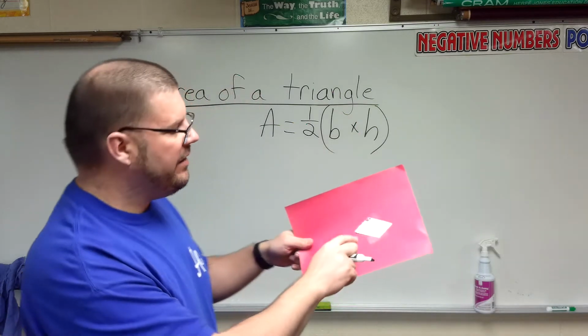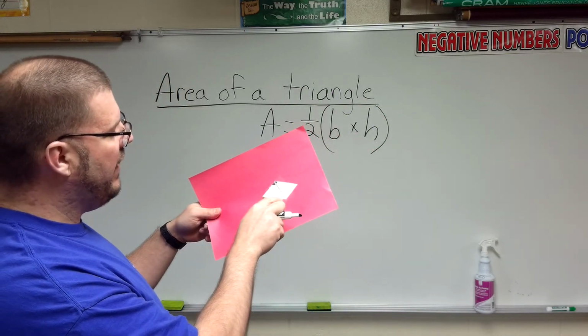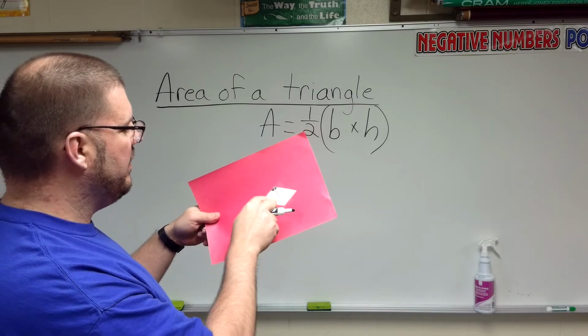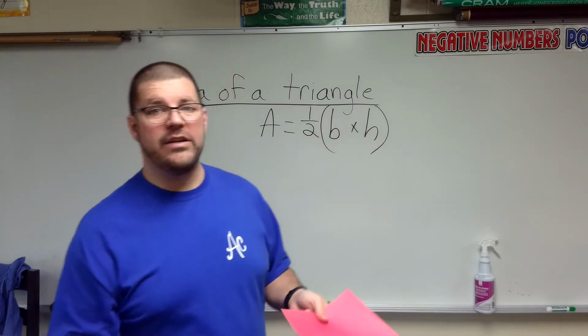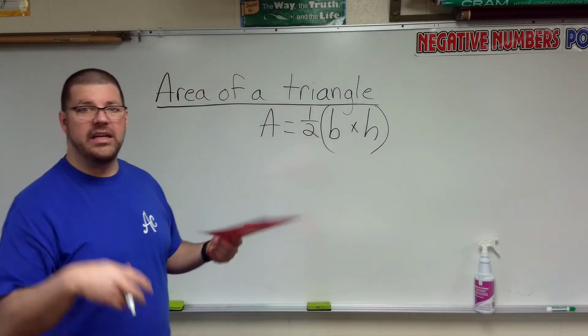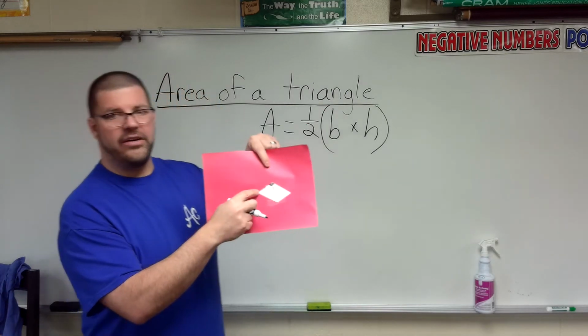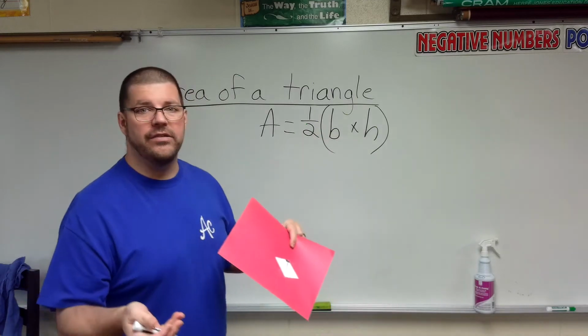Now, if you look at it, AB has a base of 1, 2, 3, 4, 5, 6, if I'm counting right. And it goes up 1, 2, 3, 4. I hope I counted right. 6 times 4 is 24. Half of that would be 12. So the area of triangle A or triangle B would be 12 square centimeters.